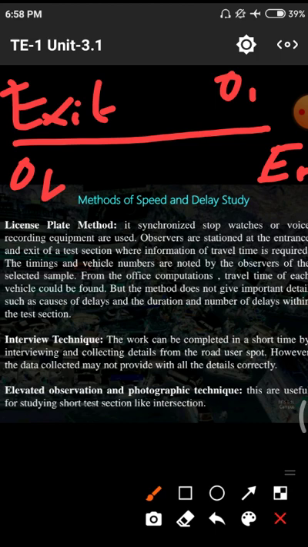Next one is the interview technique. In this interview technique, normally they do interviews with the drivers and other vehicle owners. The work can be completed in a short time by interviewing and collecting details from road users at a particular spot. That means when vehicles are moving, we stop a few vehicles and collect the data.